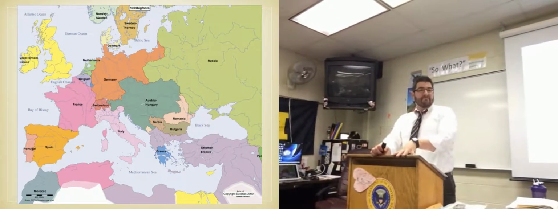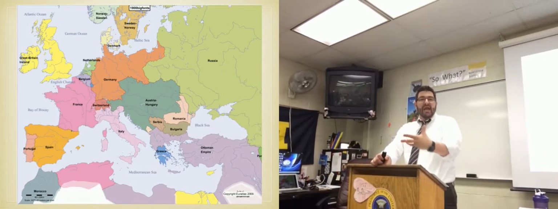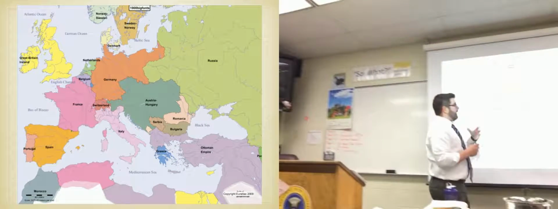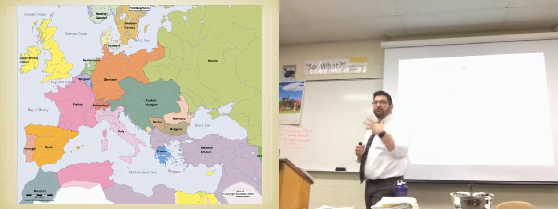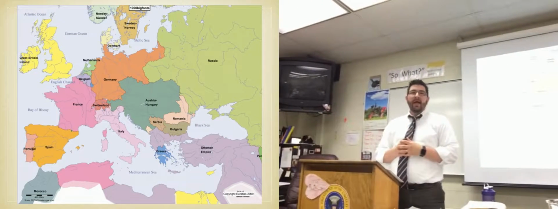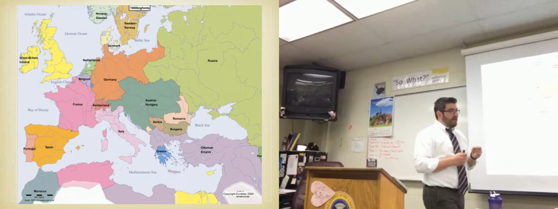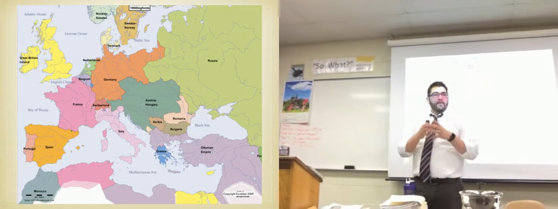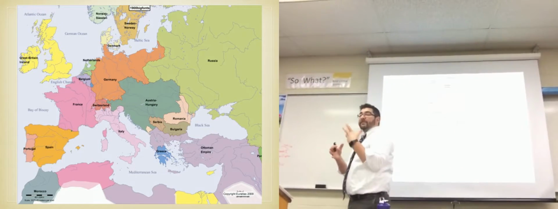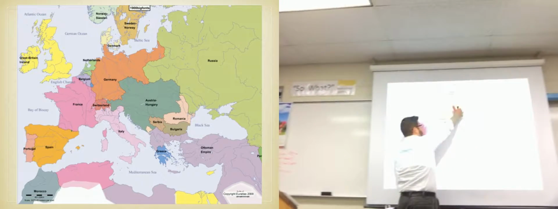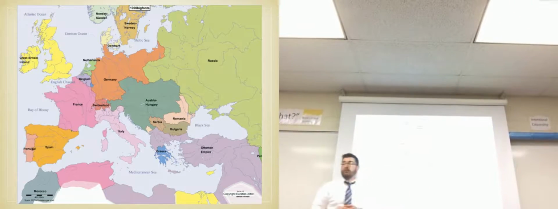In 1871, something happens to change the balance of power. Tyler. Franco-Prussian War. Very good. There's a war between France and the Prussians. And Prussia wins. At the end of that Franco-Prussian War, Prussia will unite with the German principalities to form a new German empire. And that is now this big Germany that we see here.